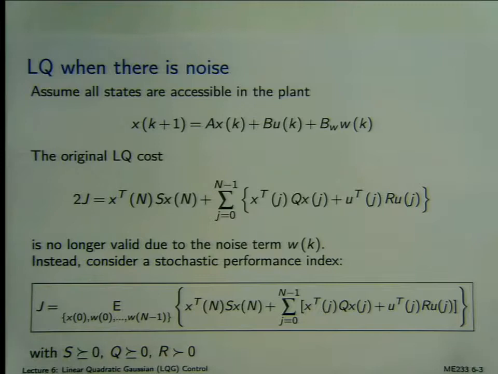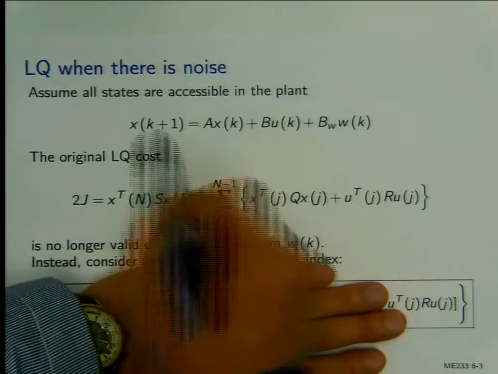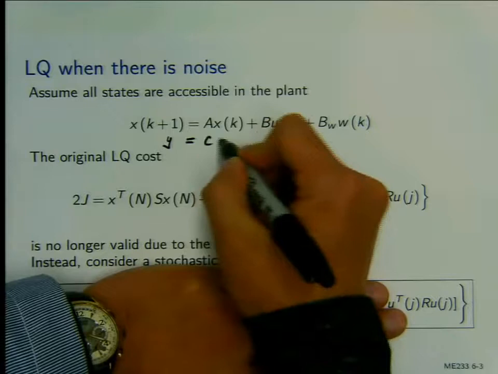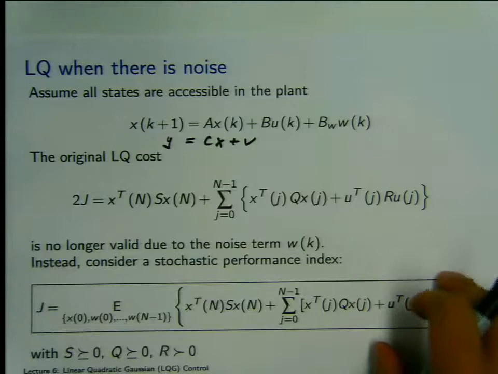The first step is similar to LQ. Well, I assume I have the state. And then the second step is, if I don't have the state, what will I be able to do if I have a noised measurement of the state to do the LQG problem?